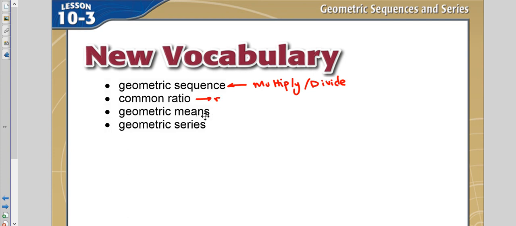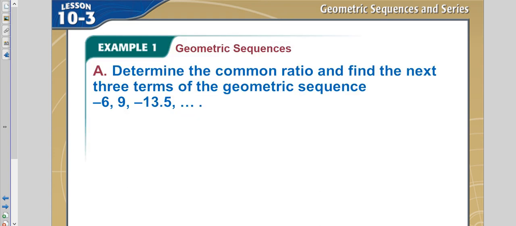Okay, geometric means, again, will be those blanks in between. And the difference between a sequence and a series is that a sequence is separated by commas. In a series, each value combines with the previous to give us a sum or something like that.